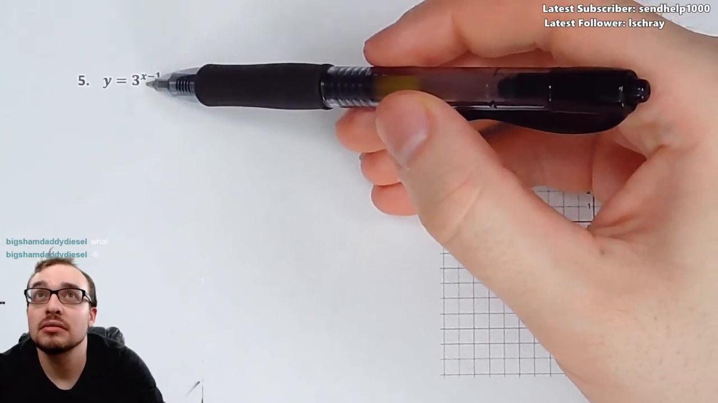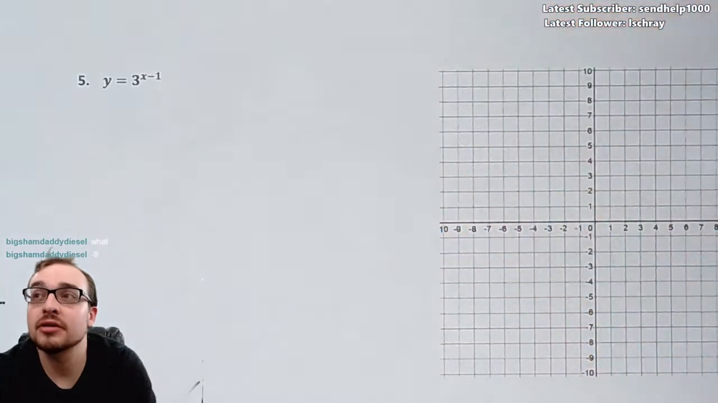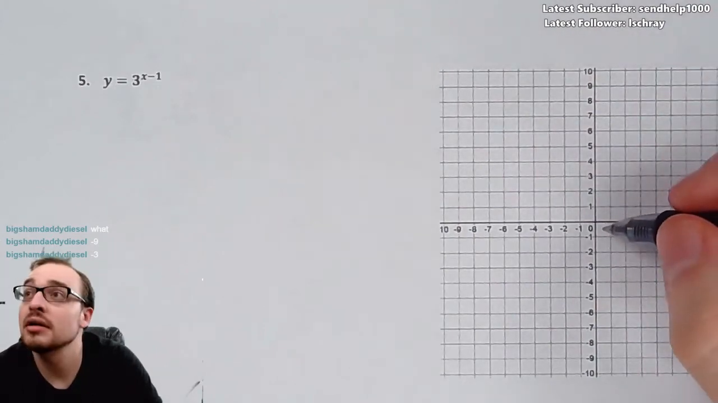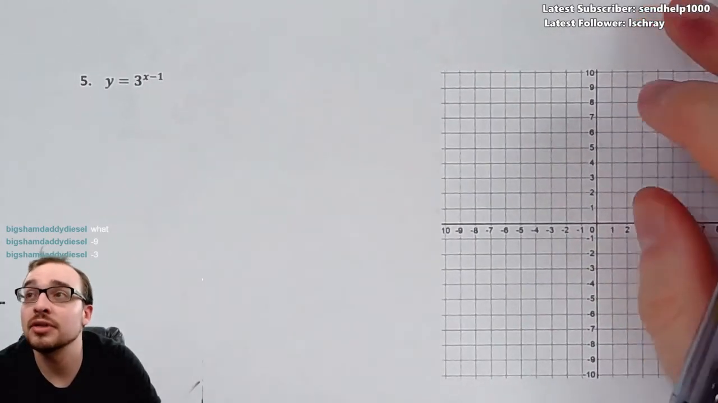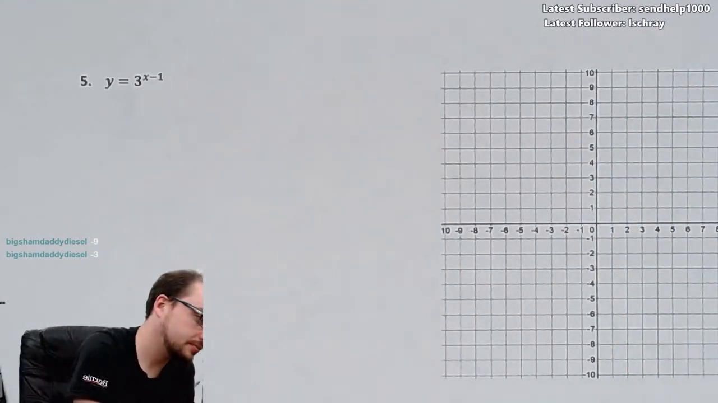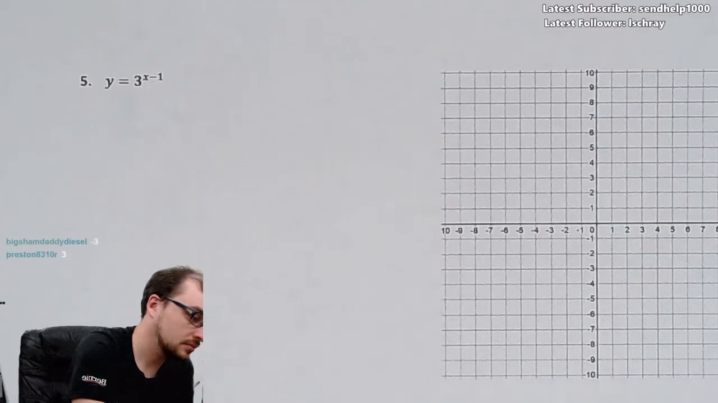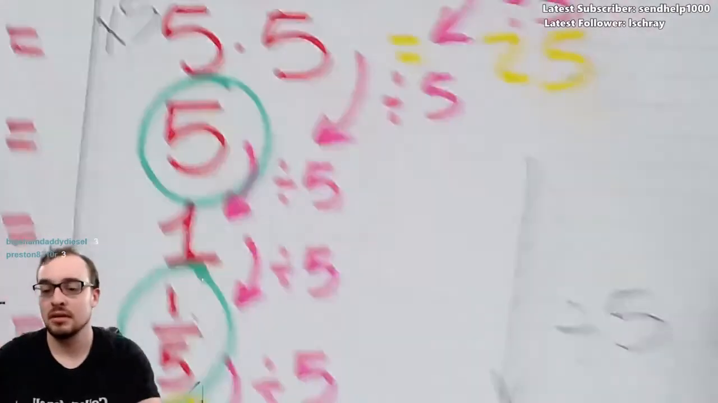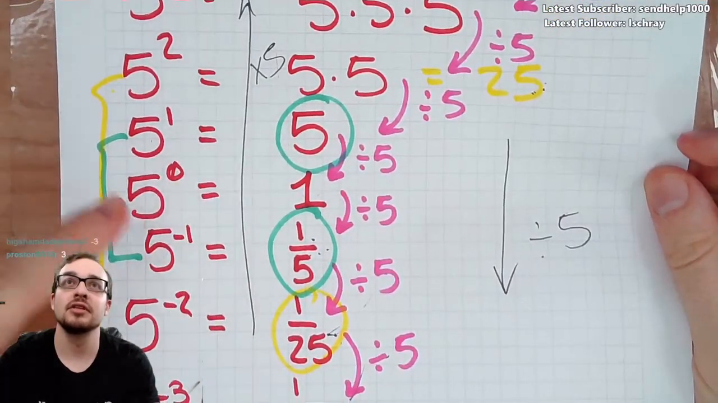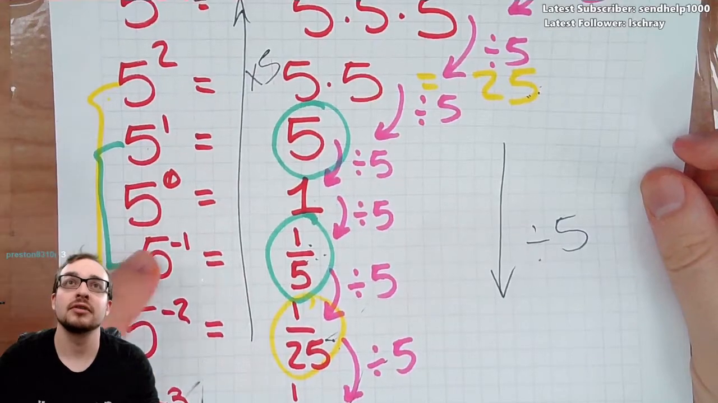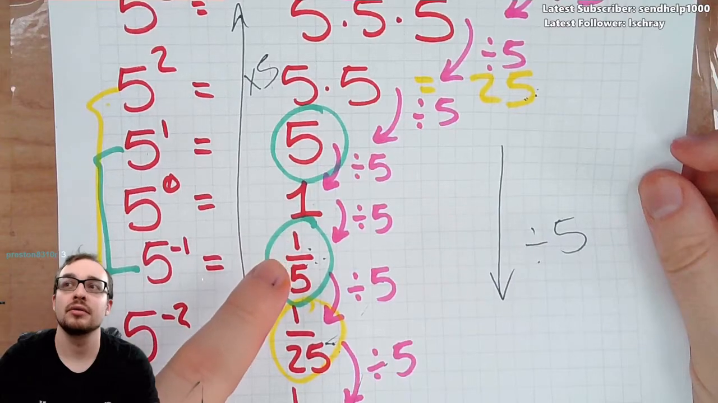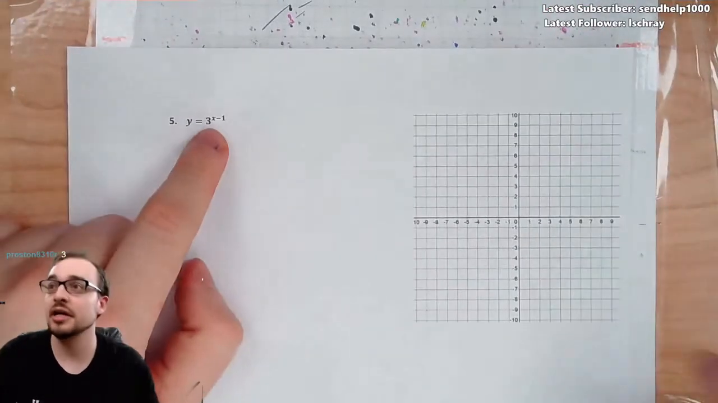Ooh, close. 3 to the negative first. That's the negative second. There you go. Wait, hold on. Not negative 3. You gotta remember it flips it too. Right? Here, let me show you. 5 to the first is 5. 5 to the 0th is 1. 5 to the negative first is 1 over 5. See how we keep dividing? So 3, 1, 1/3. 3 to the negative first would be 1/3.